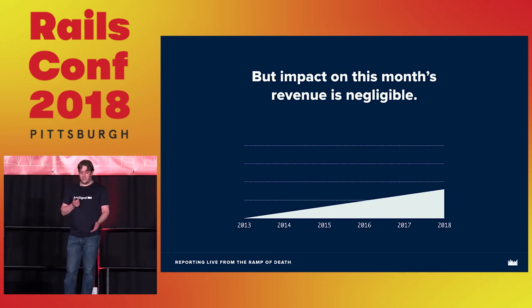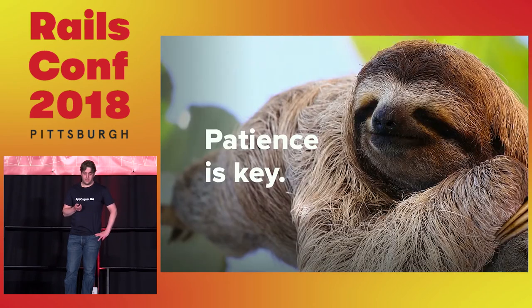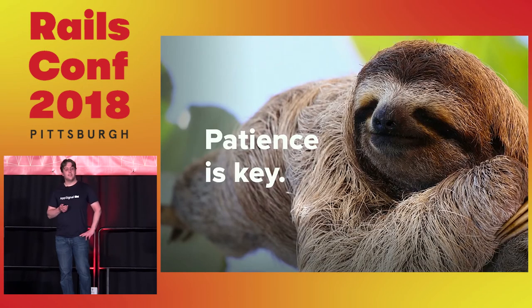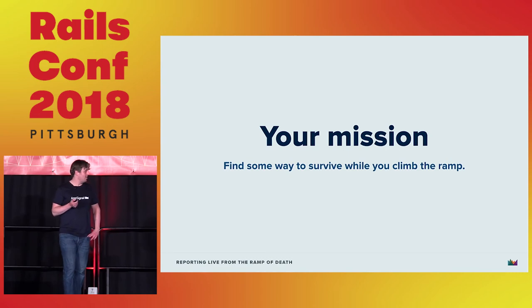So this happens. You make the awesome sale and basically you don't see anything happening in the graph. And so this is sort of a problem. Even if you do everything exactly right, you're still struggling. And you have to be super patient. So this leads us to the mission: how can we actually survive this?